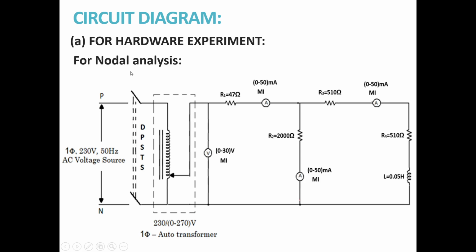By nodal analysis, we will verify Kirchhoff's current law. Here we want to verify Kirchhoff's current law: the algebraic sum of all the currents meeting at a junction must be equal to 0. This is our node here. At this junction, the algebraic sum of all the currents entering and leaving should be equal to 0. That's why we have connected an ammeter in this branch and this branch.